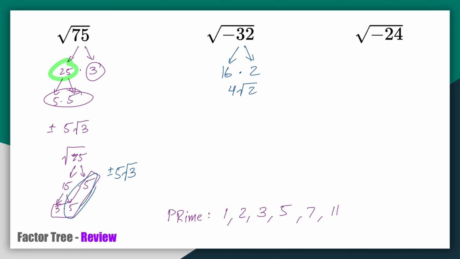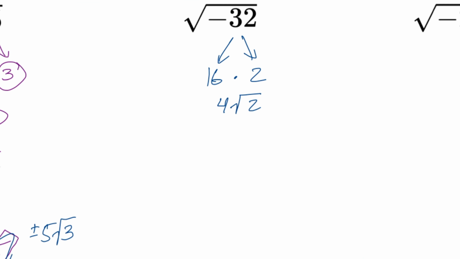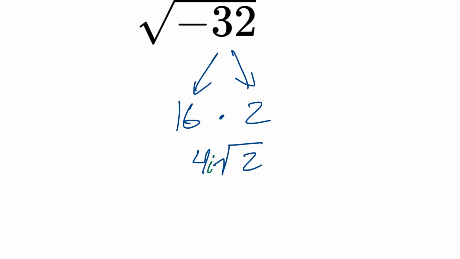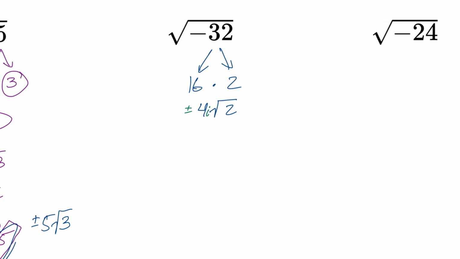However, it's a negative 32. So when you pull that out, that 4, it's going to really be a 4i. So it'll be 4i times the square root of 2, plus or minus, okay? Now, let's do that one again, but let's do it with different numbers.